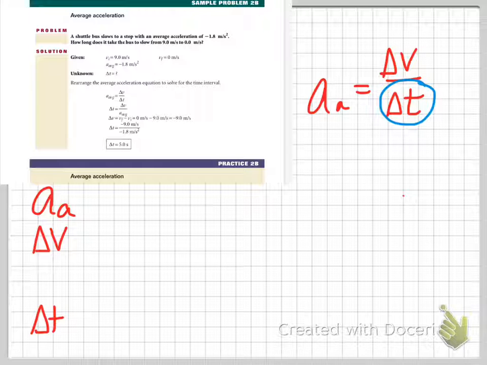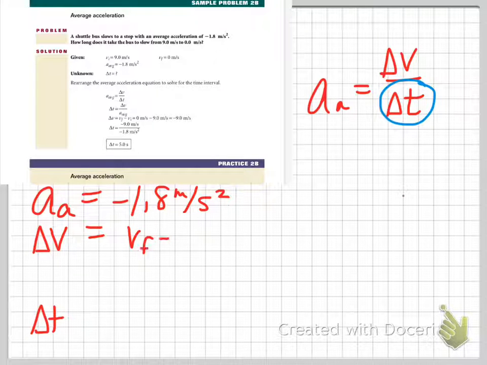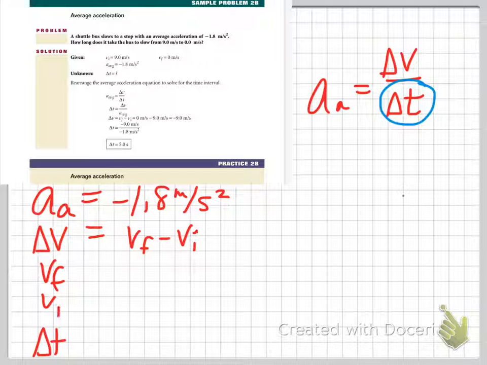I want to list my variables. So we're given the average acceleration, negative 1.8 meters per second squared. Delta V. Well, delta V equals VF minus VI. Are we given either of those? Yes. Which one? Both. What's the initial? 9 meters per second, 9.0 meters per second.